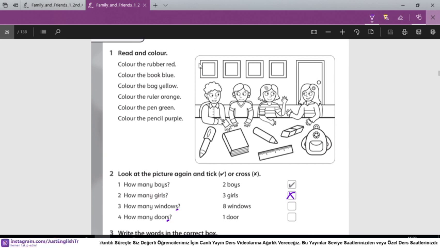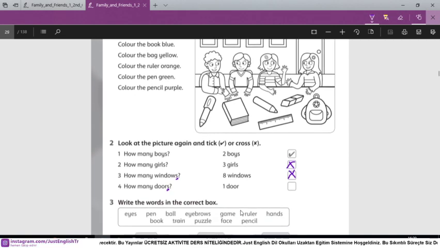Let's count them. These are the windows, so can you count them? How many are they? Yes, this is also false. So, it says 8 windows, but look, there aren't 8 windows. There are just 4 windows. 1, 2, 3, 4. There are 4 windows, not 8. There aren't 8 windows. Good.